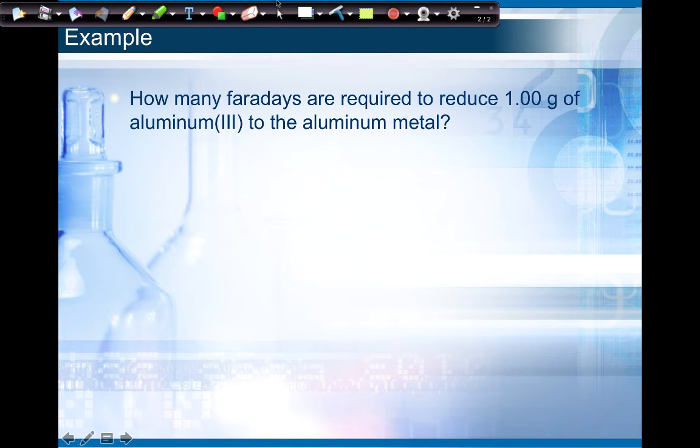How many Faradays are required to reduce 1 gram of aluminum-3 to aluminum metal? It gives me the mass of aluminum. First of all, let's write the equation out. We're reducing aluminum with a positive 3 charge. If we're reducing, we're adding electrons. To reduce this down to just the metal, I need 3 electrons to get aluminum as a solid. So this is our reaction right here.